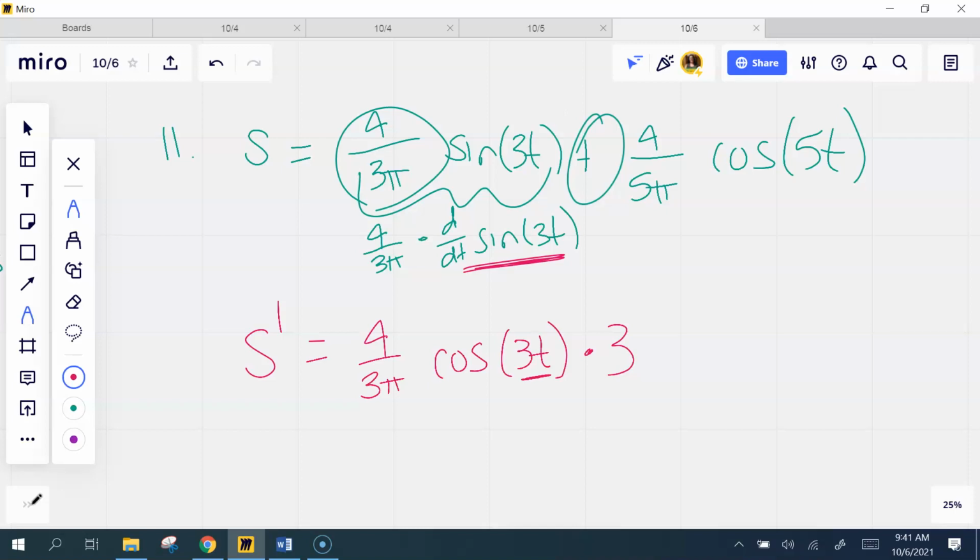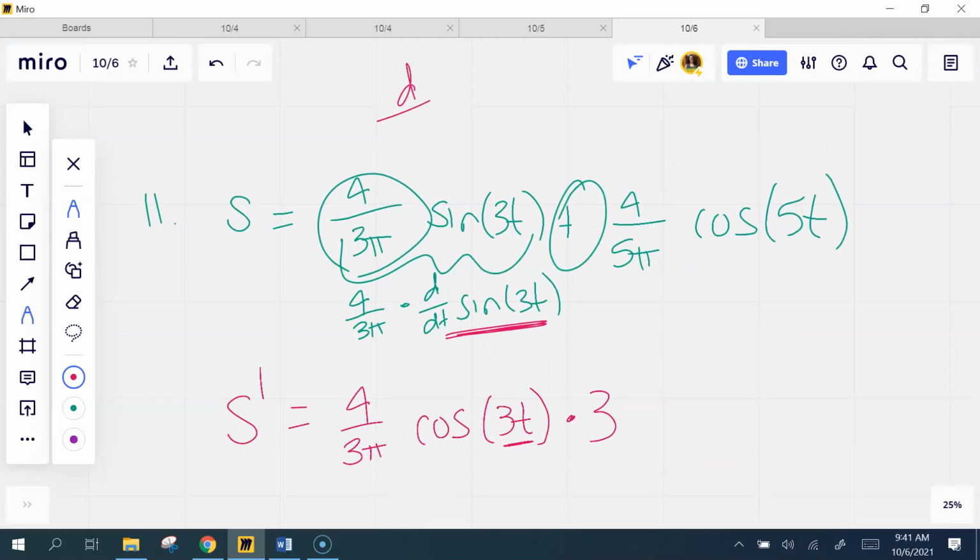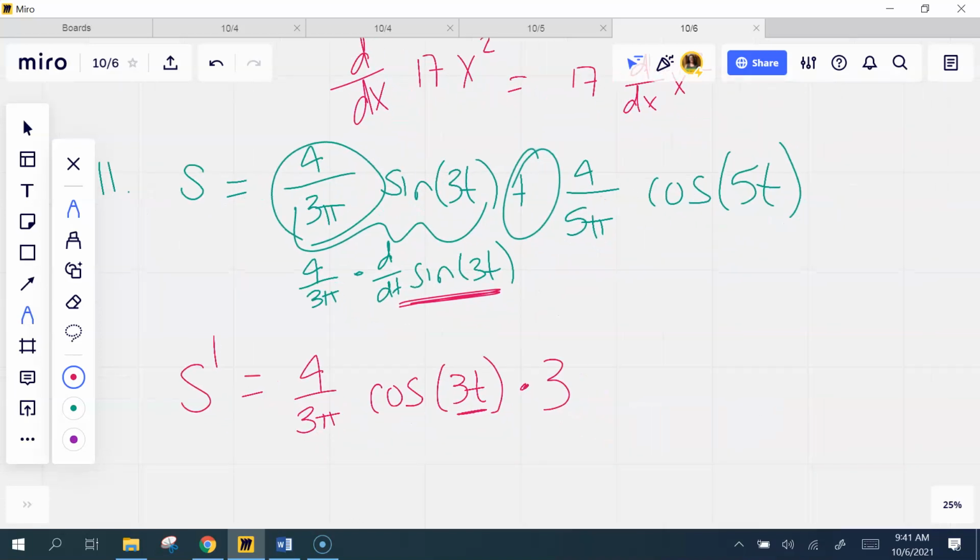Nope. You don't have to. That's that property. Remember, if I take the derivative of, let's say, 17x squared, I could rewrite this as 17 times the derivative of x squared. I can pull it out front. All right. Plus, again with the 4 over 5 pi. What's the derivative of cosine? Negative sine, keep the 5t, times 5, because I have to do the inside also.